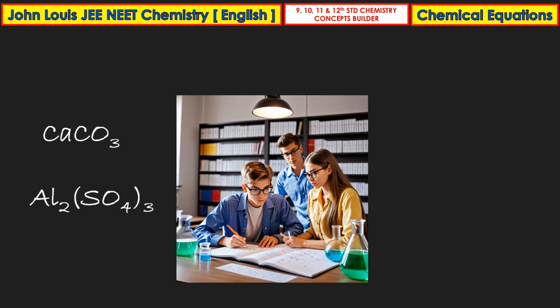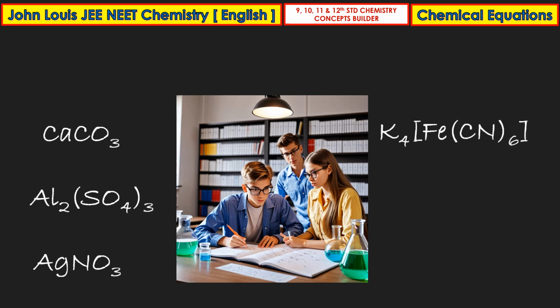Only then can you feel that you have understood exactly how the compounds are formed and how to derive the formula of a compound. AgNO3, silver nitrate. Silver is positive, nitrate is negative. Potassium ferrocyanide, sodium dichromate, hydrogen pyrophosphate, that is pyrophosphoric acid.